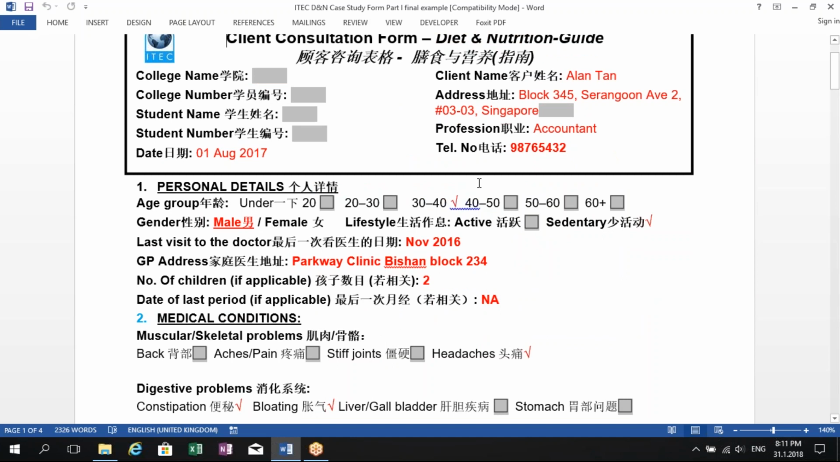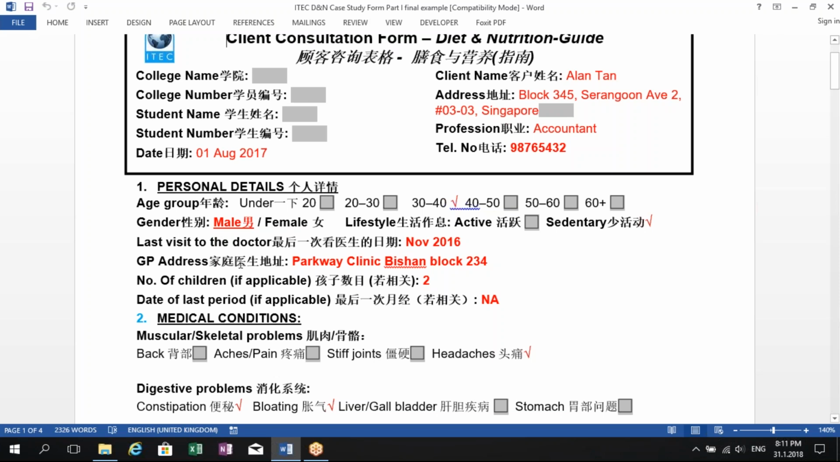Okay, personal details here. If it's applicable, you just tick what is applicable. Use a tick, not a cross. You tick what is applicable, and the rest you just leave. The last visit to the doctor: everybody has seen a doctor. If the person saw a doctor 2 years ago, then you put the year, at least a year. Or if not, then the month and the year. And the GP address, this one is required by ITEC.